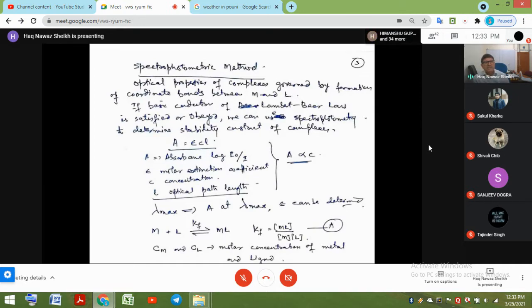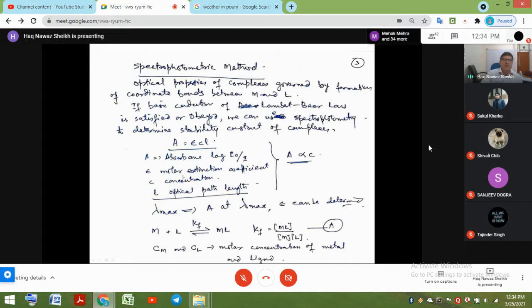So what is molar extinction coefficient? If you have, from this equation, concentration C equal to 1 mole per liter and L equal to 1 centimeter, then A becomes equal to the molar extinction coefficient. So how can I define molar extinction coefficient? It is the absorbance when the concentration of the absorbing material is 1 mole per liter and path length is 1 centimeter. So it depends upon the nature of the substance, or to what extent that transition is allowed.